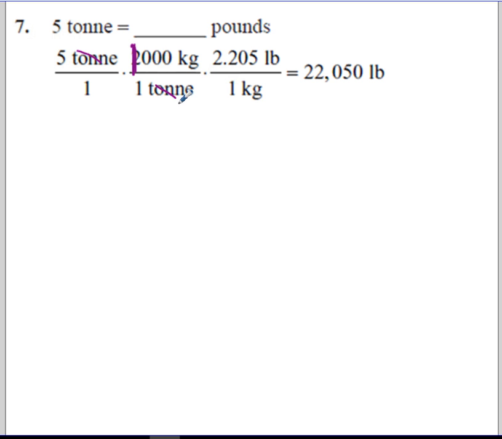Then ton gets rid of ton, and then kilogram gets rid of kilogram, and we have pounds left over. And our conversion is good for the second one, that there's 2.205 pounds per kilogram. So again, the only difference is it was 1,000 kilograms in 1 ton. And so we have to change that. So we're going to do 5 times 1,000 times 2.205, which only gives us half of this, which is 11,025 pounds. So there's the mistake fixed.